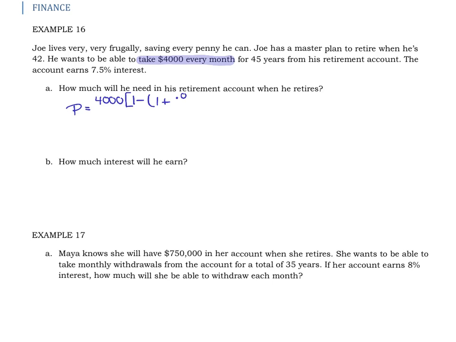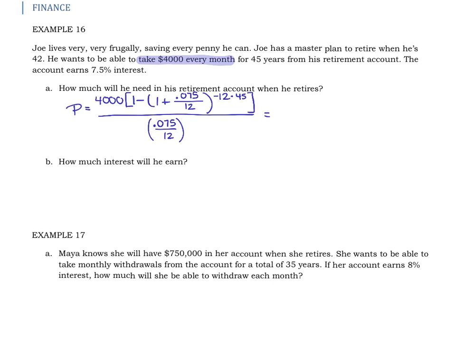His account is earning 7.5% interest, and he's going to withdraw every month, raised to the negative, don't forget your negative, 12 times. And how long does he want to take this money out? Well, he wants to keep drawing on this money for 45 years. Now that's a long time, but remember, his master plan is to retire at age 42. And then we need to divide all of that by the interest rate over how many times a year he's planning on taking this money out.